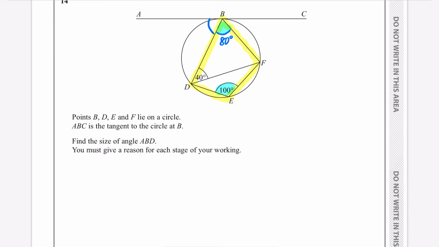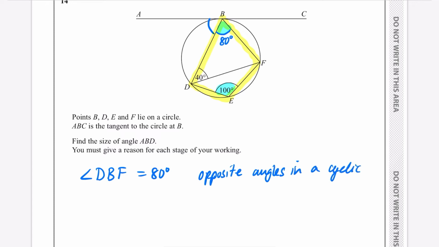So now that I've put up my diagram, I'm also going to just label it, and I'm going to say that angle DBF is equal to 80 degrees. And the reason that we're going to write for this, and you have to say this, is opposite angles in a cyclic quadrilateral. Now that is actually enough to get that communication, but we're going to just do the last part, which is going to say add up to 180 degrees.